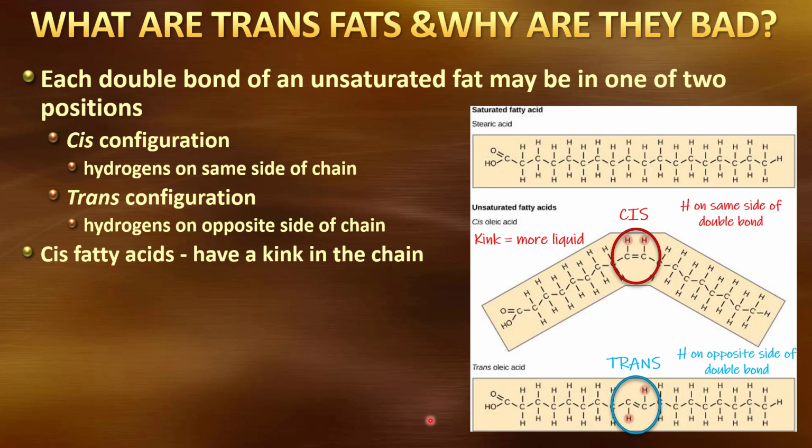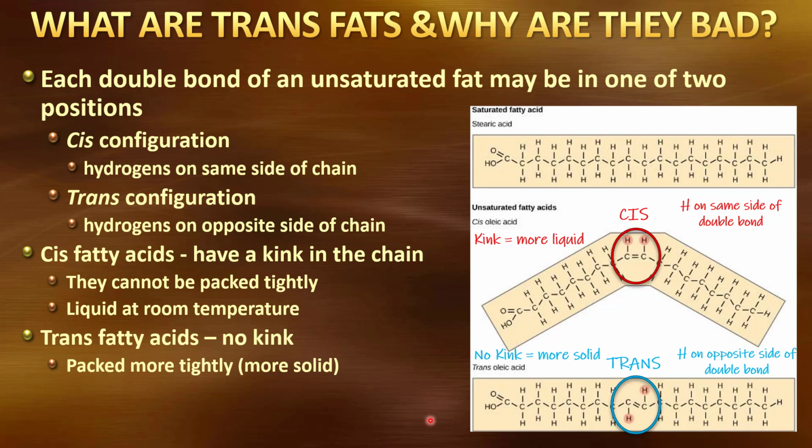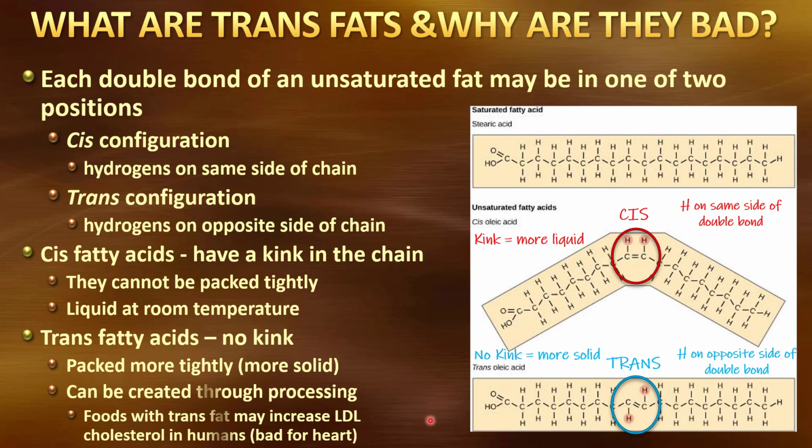When we have the cis form, it forms a kink in the chain. And that kink in the chain means that you get more distance between chains. They don't pack as tightly, and it is more liquid. Down at the bottom, the trans fatty acids do not have a kink in the chain, so they form straight chains, and because of that, they tend to be packed more tightly and are more solid at room temperature.